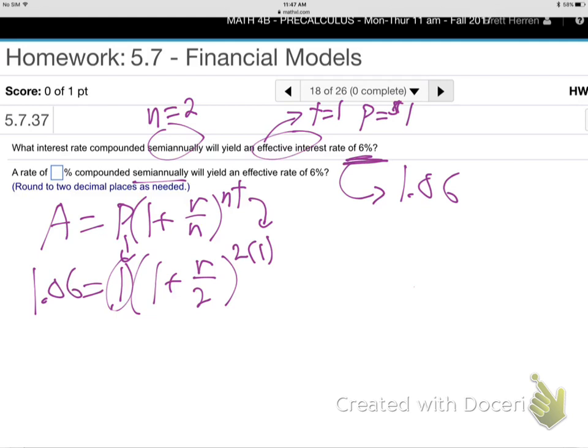They're telling me the effective rate is 6%, so that means 1.06 is the amount that'll come out. So it's not just 0.06, but 1.06. $1 will grow to become an amount 1.06. Good on that. And so now we solve. This is 1.06. This is 1, that's not a 0.1, it's just 1, plus r over 2, to the 2.